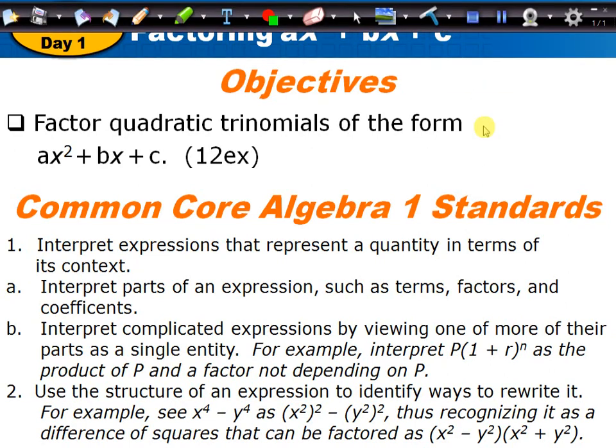Today's lesson is 8-3 and 4. Our objectives for today are to factor quadratic trinomials in the form of ax squared plus bx plus c. It's a trinomial because there are three terms here, 1, 2, and 3.